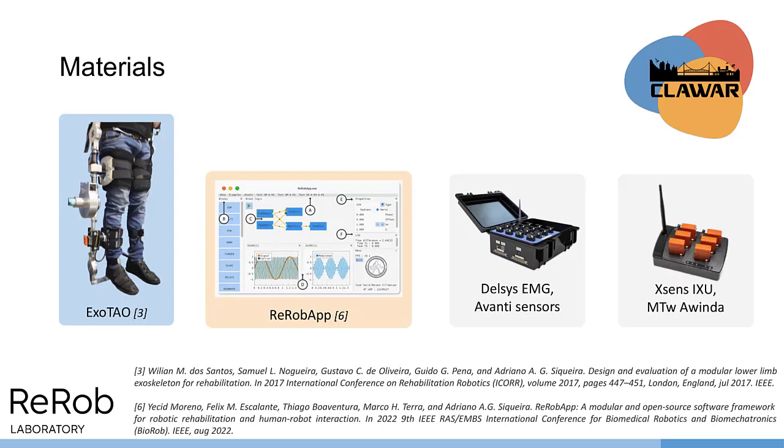The ExoTau is a lower limb rehabilitation exoskeleton developed in our laboratory. It is composed of adaptive joints placed around the hips and knees, with 6 elastic actuators. They were attached to the user using Velcro straps and also employed a customized shoe. To measure the information, a wireless myoelectric sensor, the Delsys Trigno Avanti, and an inertial sensor, the Xsens MTw Awinda, were employed. The entire system was controlled by the ReRob app, a framework to enable more efficient integration of robotic rehabilitation devices.